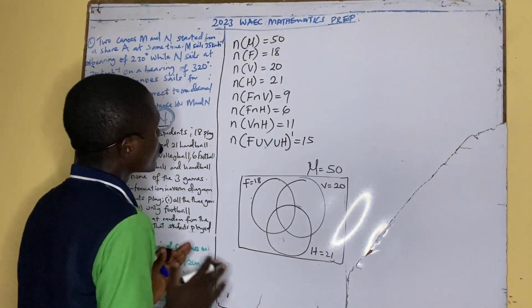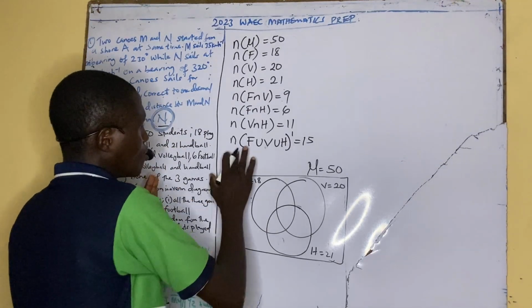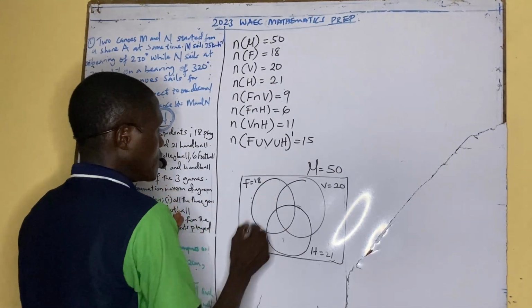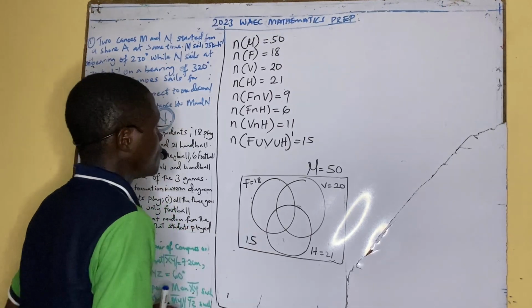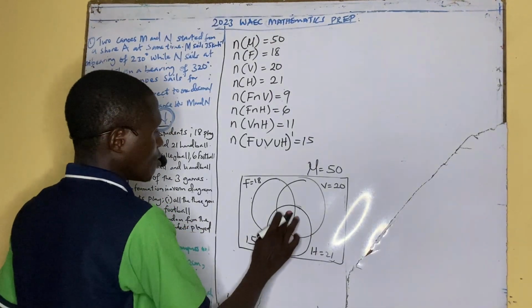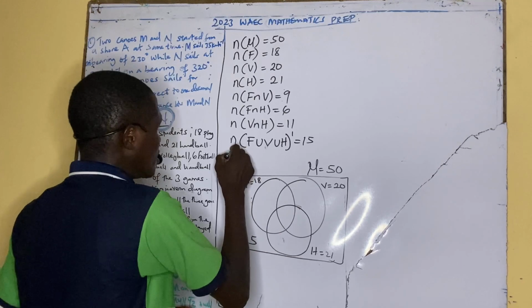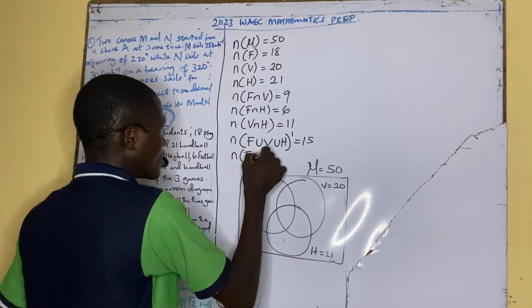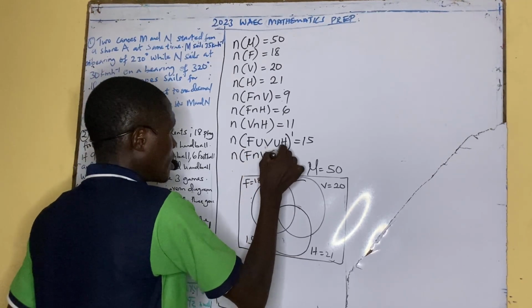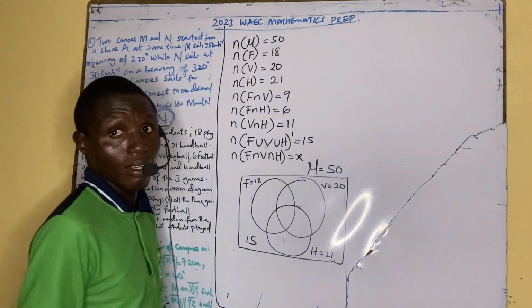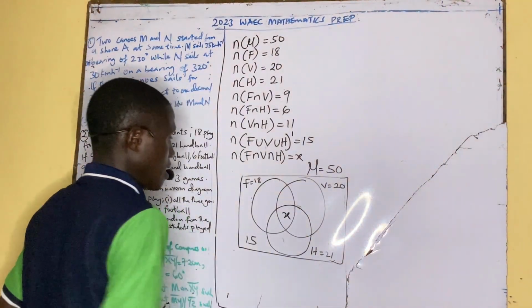Now we are also told that the number of people that are playing one of the games is 15. So this is 15. Now another thing is to consider the middle one here. That is the number of football intersection volleyball intersection handball, which is X. You are yet to know that one, so we take this one as X.